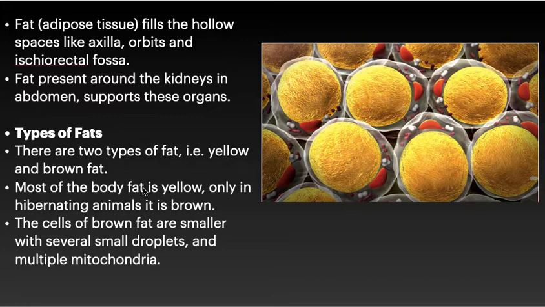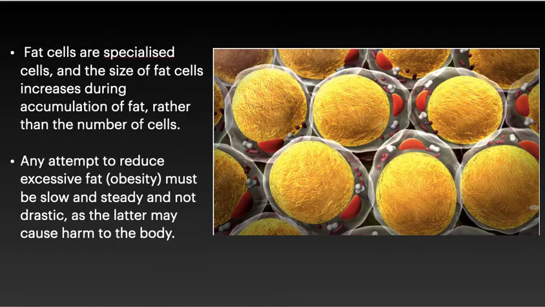Only in hibernating animals it is brown. The cells of the brown fat are smaller, with several small droplets and multiple mitochondria. Fat cells are specialized cells, and the size of the fat cells increases during accumulation of fat rather than the number of cells. Okay. Now, this is how a fat cell typically looks like. The nucleus is pushed to the periphery with a large lipid droplet. Now, any attempt in reducing the excessive fat must be slow and steady and not drastic to avoid harm to the body.